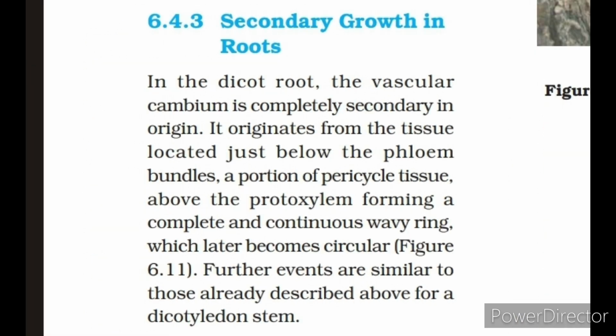Secondary growth in roots. In the dicot root, the vascular cambium is completely secondary in origin. It originates from the tissue located just below the phloem bundles, a portion of pericycle tissue above the protoxylem, forming a complete and continuous wavy ring, which later becomes circular. Further events are similar to those already described above for a dicotyledon stem.